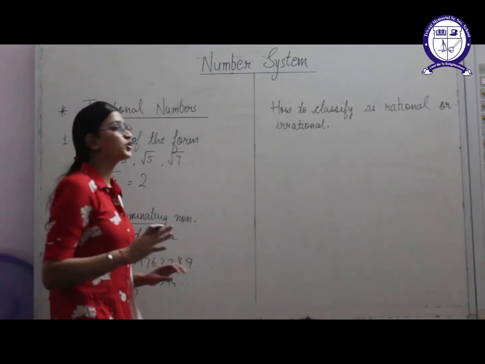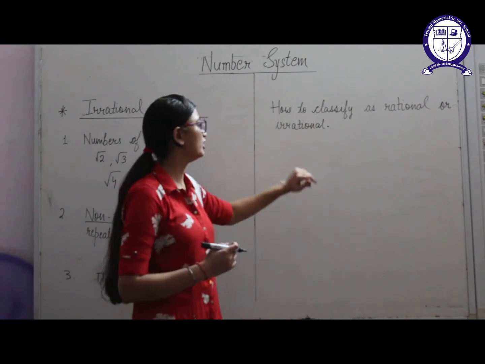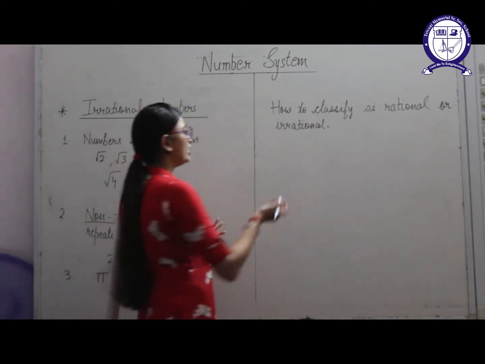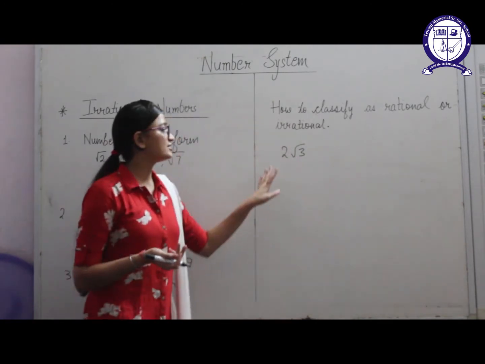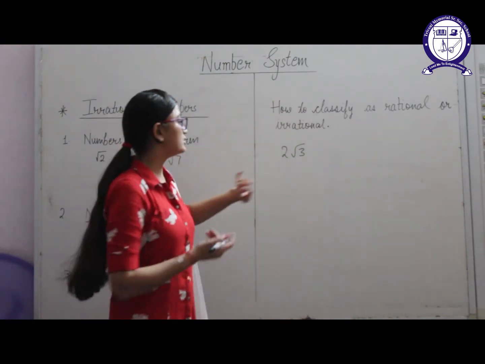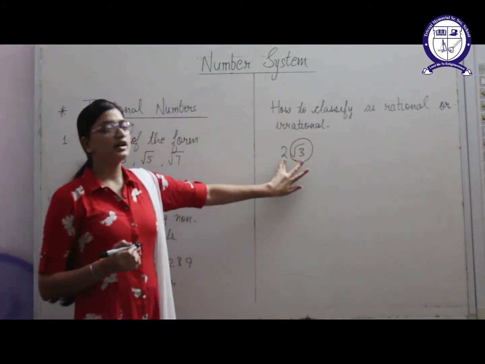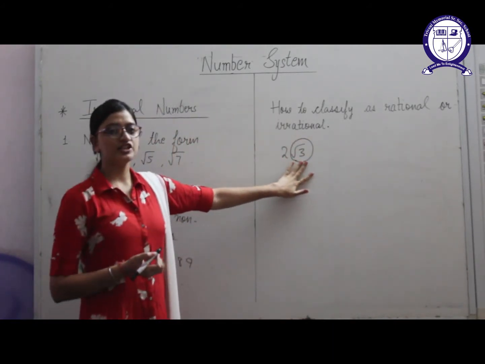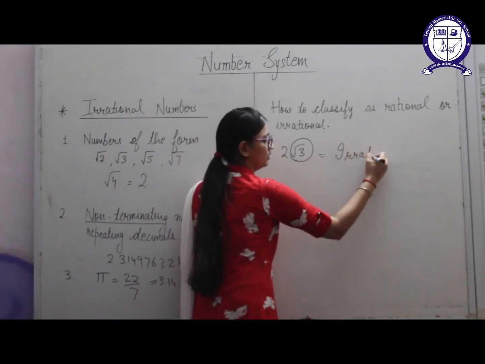So the very first question we have is how to classify a number as rational or irrational. For example, we are given a number 2 root 3. We need to classify it as rational or irrational. Then we will see this root part. A rational number multiplied by an irrational number will always give an irrational number.